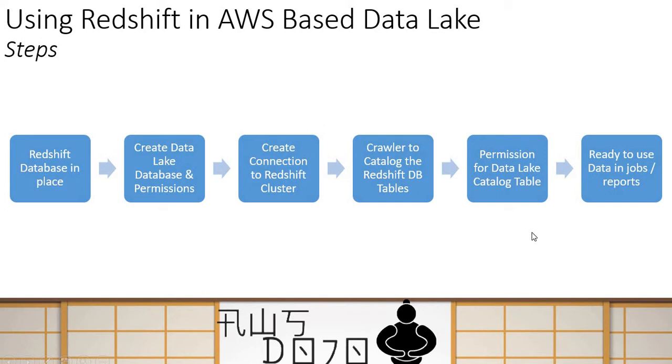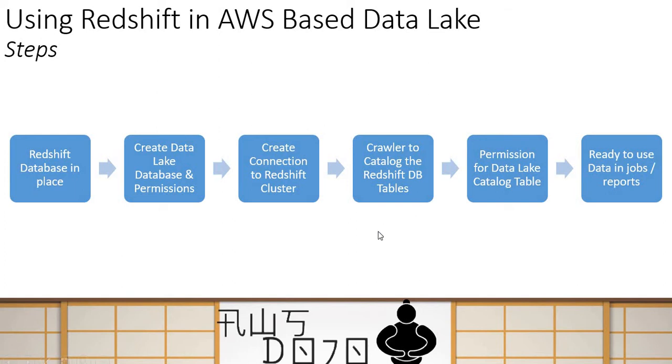Then you need to configure permissions for these tables in the data lake. Now you have cataloged your data into the data lake. Now you need to define which process, which user, which group should have access to this data, and you can configure that in your data lake. And finally, once you have done steps 1 to 5, your data is ready for consumption. You can use your reports and data processing jobs to work with your data. So these are the 6 fundamental steps involved when you're trying to use Redshift with a data lake.